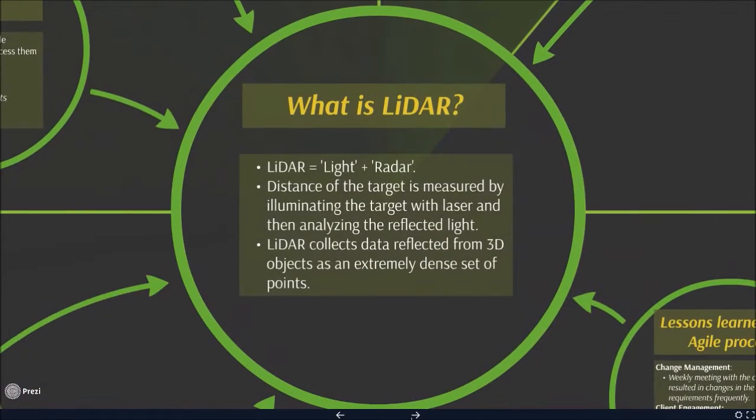Now, first of all, what is LiDAR? LiDAR is an acronym for light detection and ranging. It is a technique in which the distance of the target is measured by illuminating the target with laser and then analyzing the reflected light. The reflected light contains a dense set of data points.